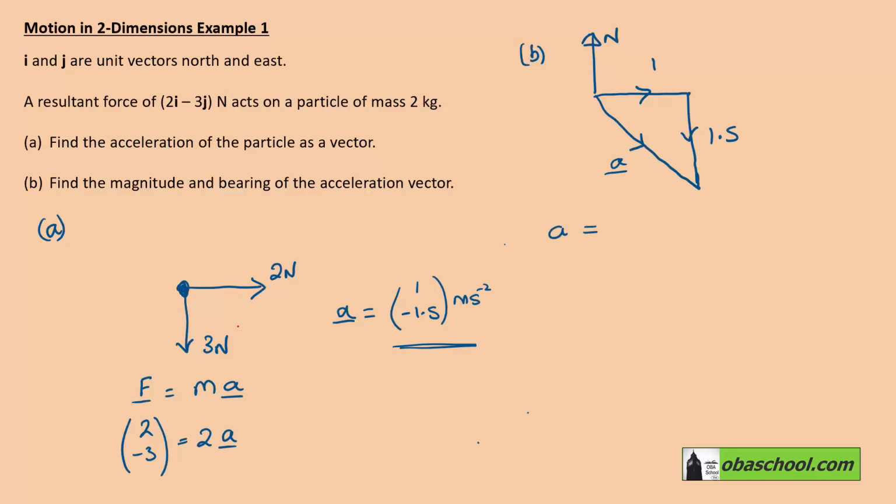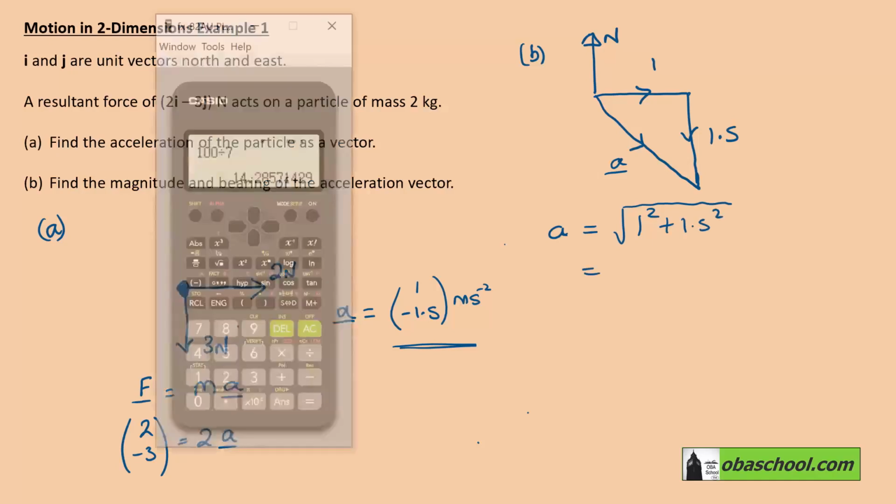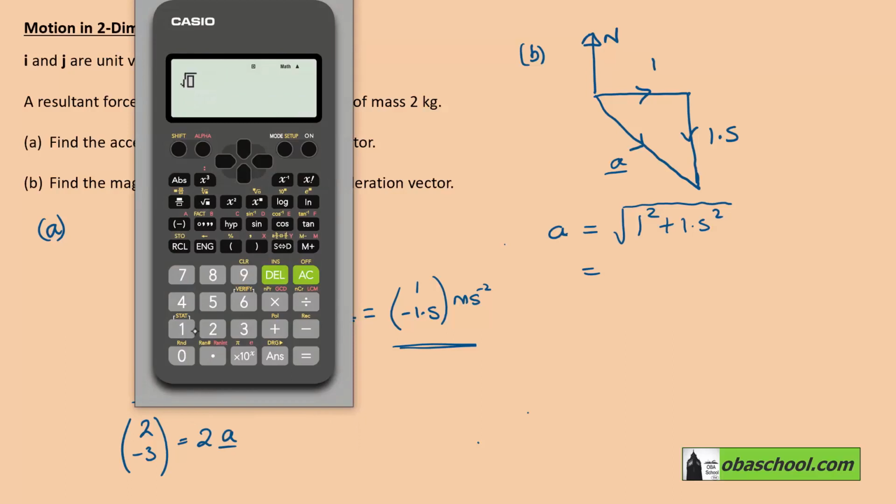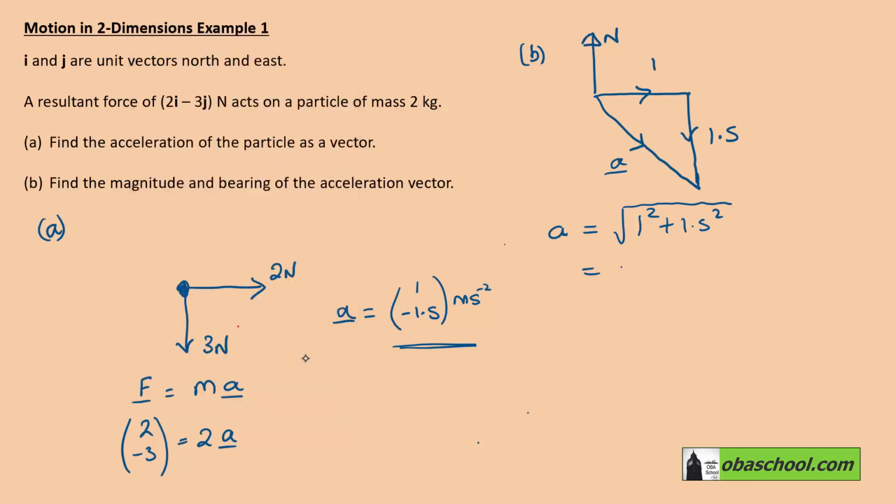the actual acceleration, the magnitude of the acceleration, just by Pythagoras, is the square root of 1 squared plus 1.5 squared. So square root of 1 add 1.5 squared. So that's going to be 1.80 meters per second squared. It's 2 dp.